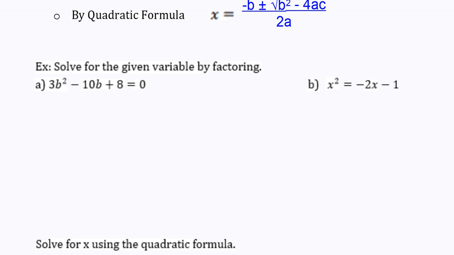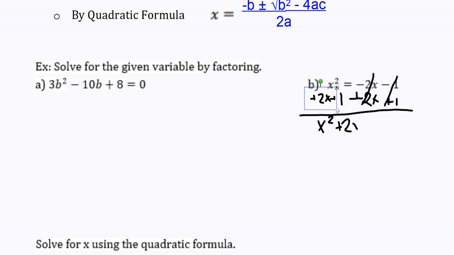Example B, so first thing I want to do is put it into standard form, okay? Means everything on one side of the equation. So I'm going to add 2x, and I'm also going to add 1 on both sides. So my whole right side's going to cancel, and we have x squared plus 2x plus 1 equals 0. Okay. So now I can factor.